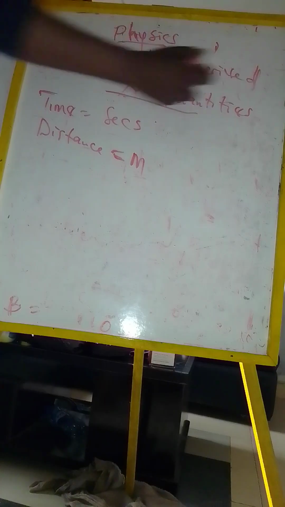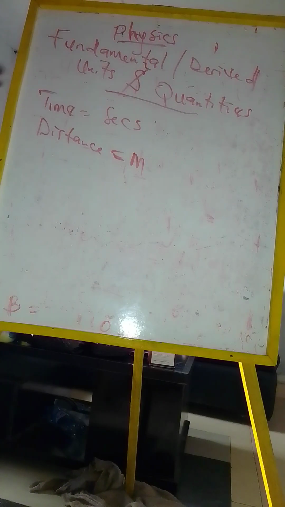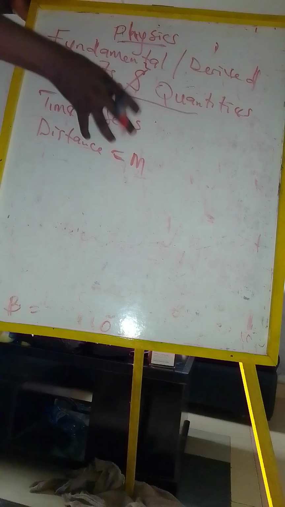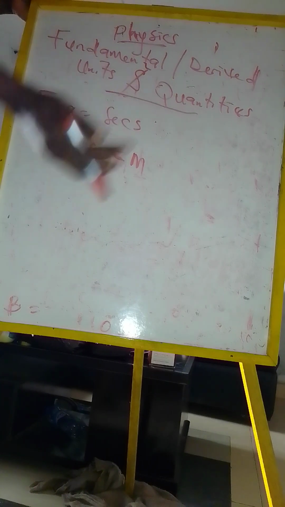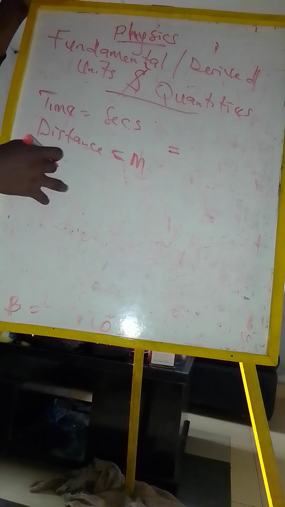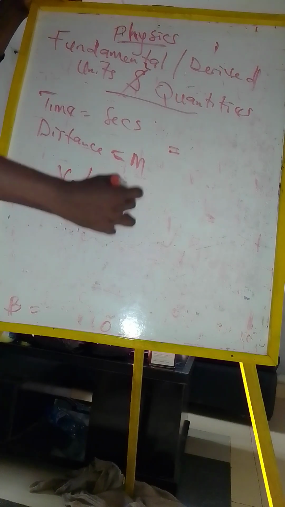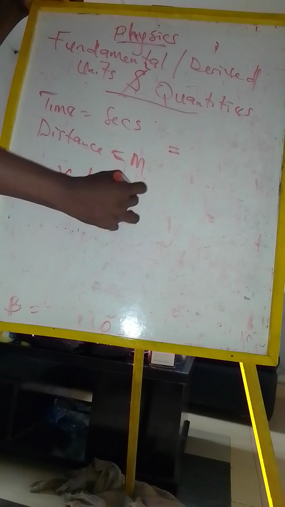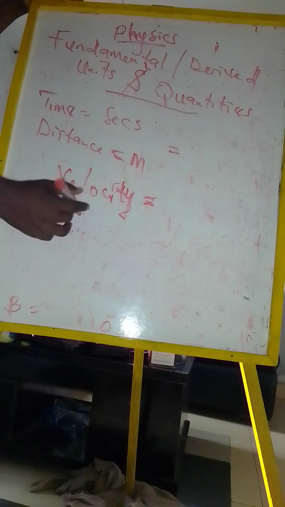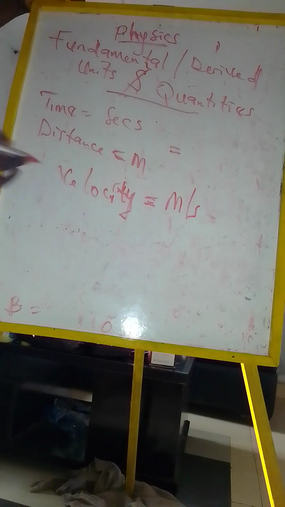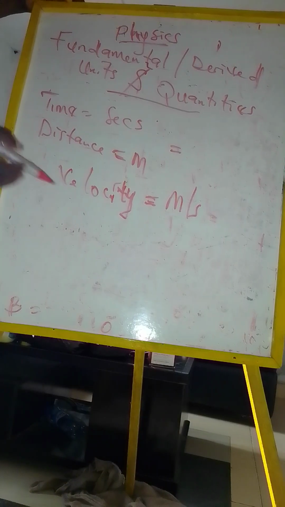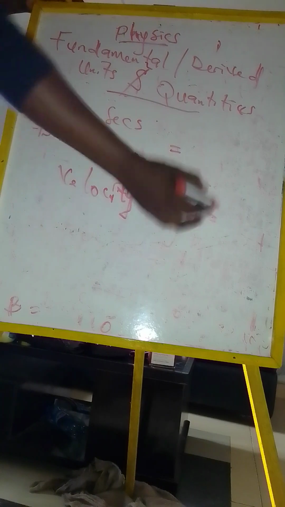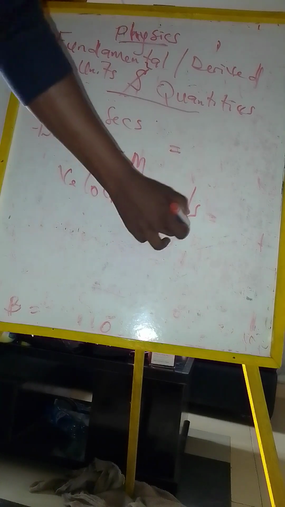Now from here we can get derived units. Derived units are those units that are gotten from fundamental units by combining, by multiplication or division. So for example, if I have velocity, what is the unit of velocity? That is meter per second. Distance divided by time. So the formula for velocity is distance or displacement over time taken, or let's say speed. That's meter per second.